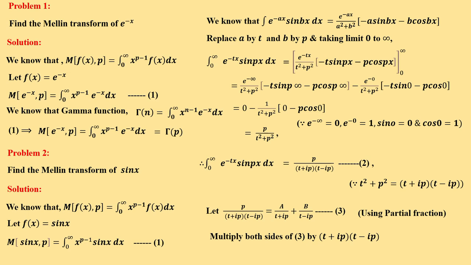Multiplying both sides of 3 by t plus ip into t minus ip. On the left hand side, t plus ip into t minus ip in numerator and denominator get cancelled, so you will get p. On the right, in the first term t plus ip gets cancelled, so you get a into t minus ip in the numerator. In the second term t minus ip gets cancelled, so you get b into t plus ip in the numerator. Let us call this the star equation.